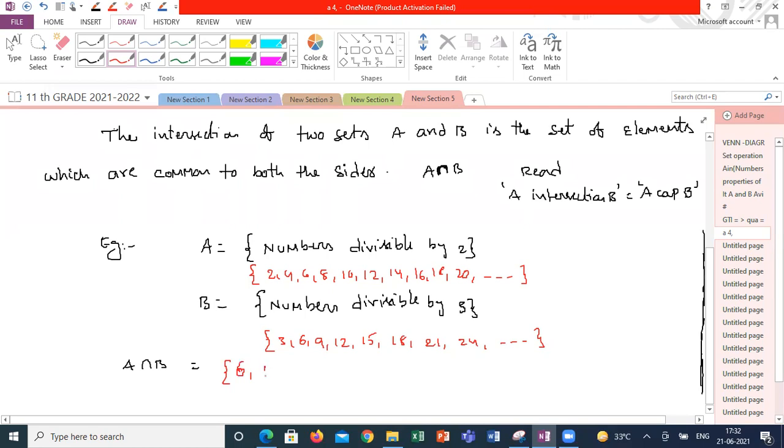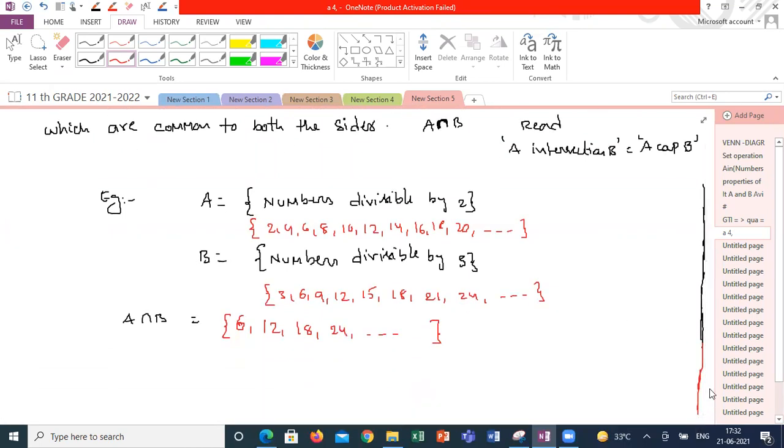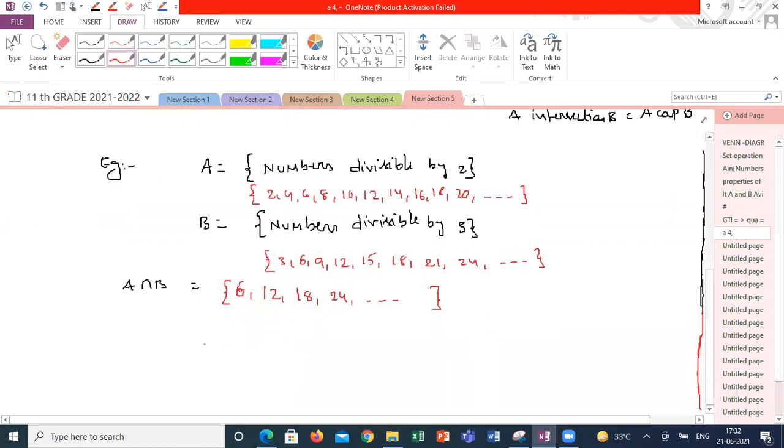After that I will get again 12 only. Again after that I will get 18. After 18, what will you get? 24, and so on. So what is the common condition for all these numbers? All are divisible by 6.